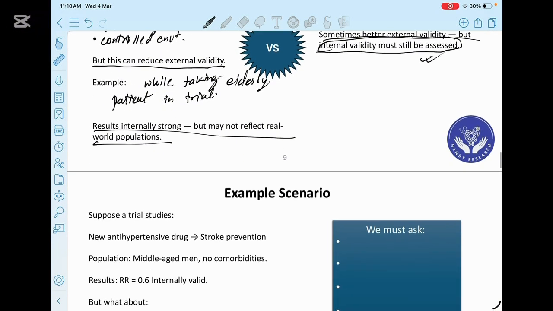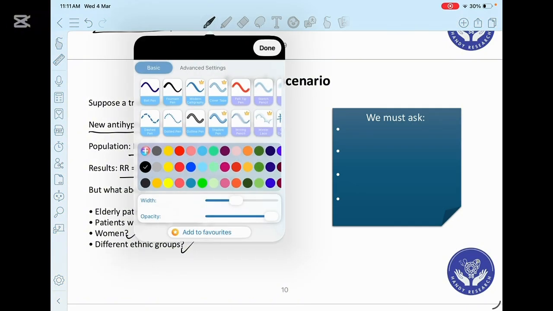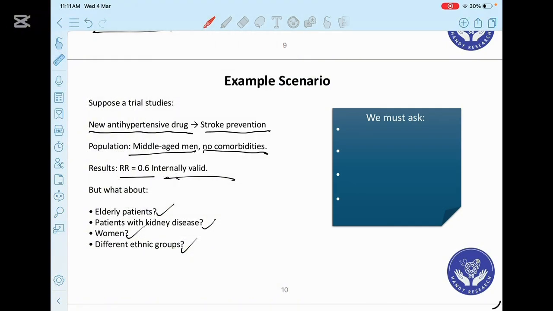Now let's take one scenario. Suppose our trial studies a new antihypertensive drug for stroke prevention. The population is middle-aged men, no comorbidities. Risk ratio is equal to 0.6. That's internally valid as well. But what about elderly patients? What about patients with kidney disease, women, different ethnic groups? We must ask, are the baseline risks similar or not?